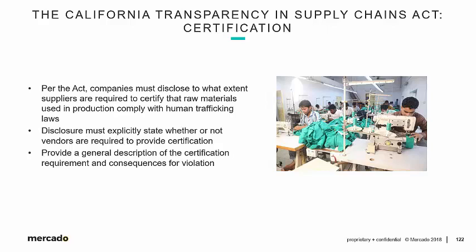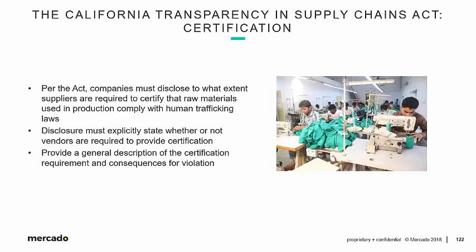Certification disclosure must explicitly state whether or not vendors are required to provide certification. On that U.S. importer's website, they have to say whether or not vendors are required to provide certification. Obviously, certification is a higher standard, much more desirable, and something that a consumer can get their heads around when they're judging the acts of U.S. importers. Last bullet here, the company must provide a general description of the certification requirement and any consequences for violation. What are the penalties for violation?